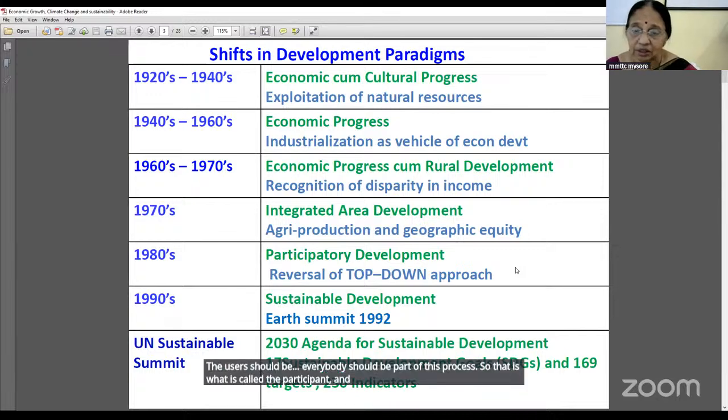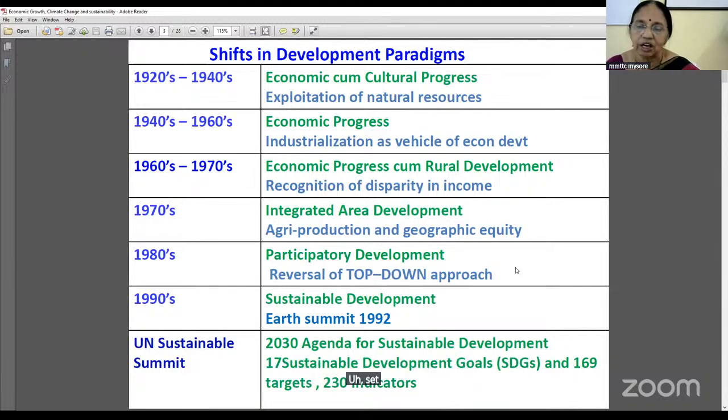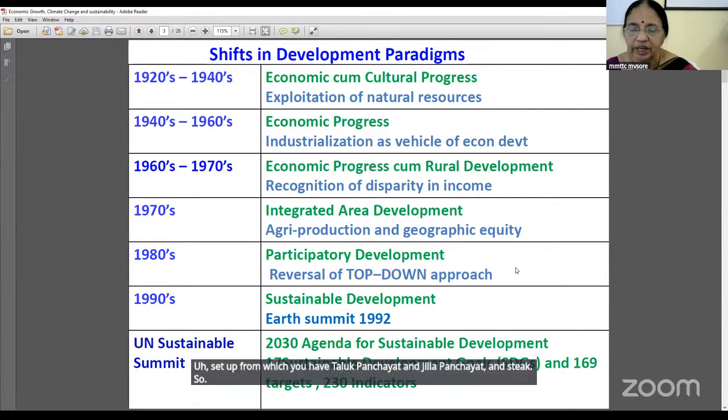And we got the reversal of the top-down approach. We can say that our Panchayat Raj institutions are a kind of bottom-up approach, because the Gram Panchayat is the lowest administrative setup, from which you have the Taluk Panchayat, the Jilla Panchayat and the state. That is how the 80s were more about participatory development. Whereas the 90s actually brought in what is called sustainable development. The sustainable paradigm came in the 1990s.